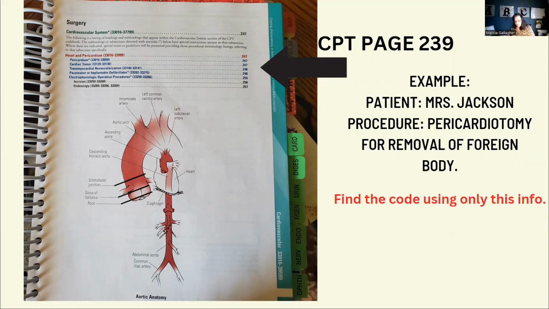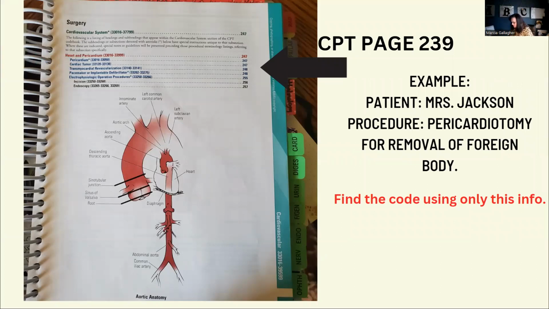Now it's going to require you to do a little bit of reading, but that shouldn't be an issue for you. So 247, we see heart and pericardium in red. Then we see pericardium right underneath in blue. It gives us some notes. You guys need to read and highlight in those notes. And then we just start looking at our codes.